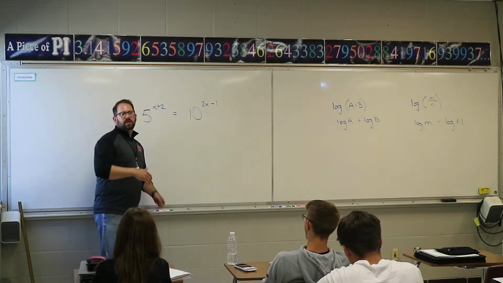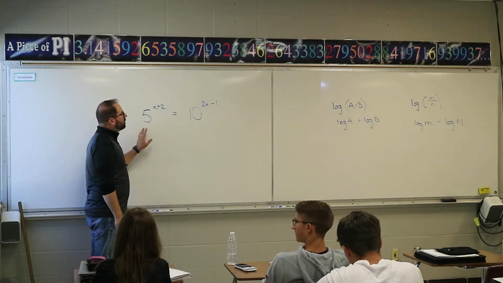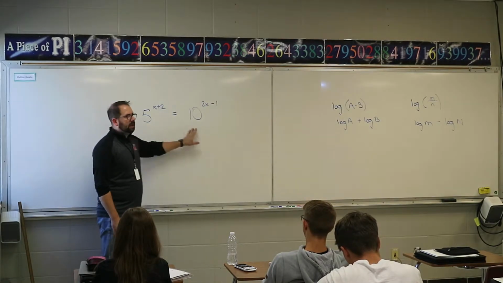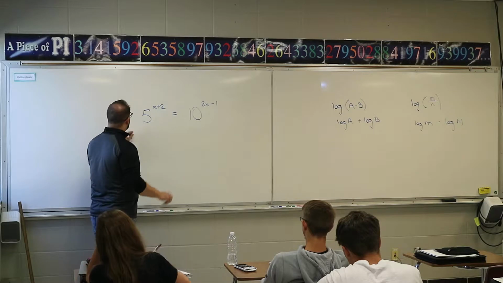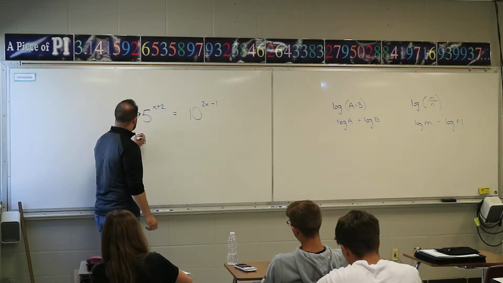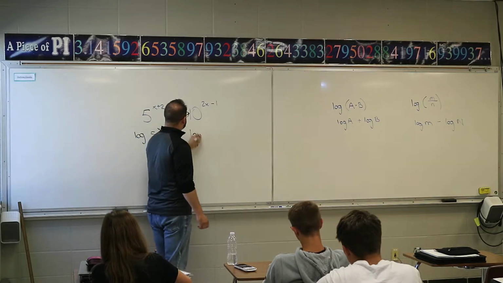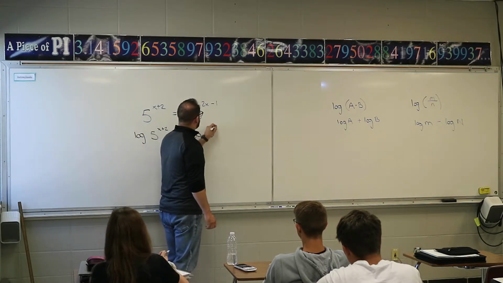All right, now let's walk through this concept. What I would do first: do you agree that these are both numbers on the base? Yes. Okay, so I'm going to take a log of both sides. I'm going to stick with that method I just did a little bit ago. Log of 5 to the x plus 2, log of 10 to the 2x minus 1.